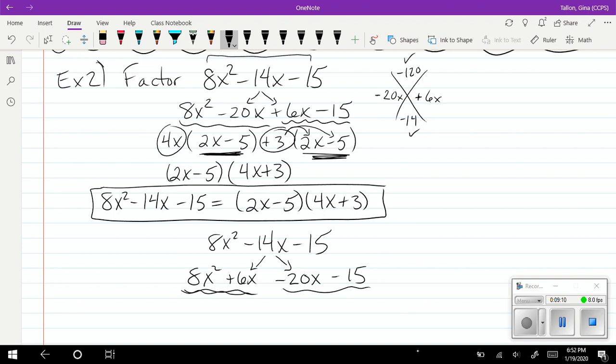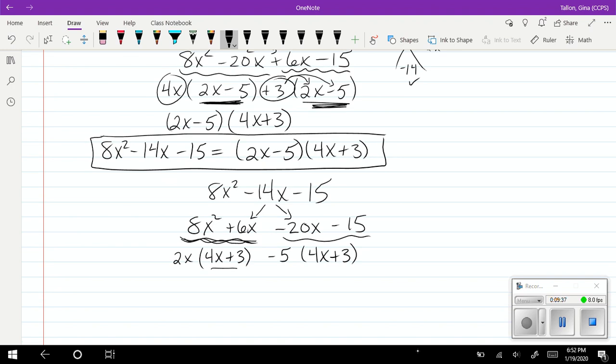So what's common with 8x squared and 6x? Definitely a 2x out of that deal, leaving me with a 4x plus 3. Simply push over and write 4x plus 3 one more time and ask yourself what must go here so that when I multiply it through a 4x plus 3, I get what's above, which is a negative 20x minus 15. And that answer is negative 5.